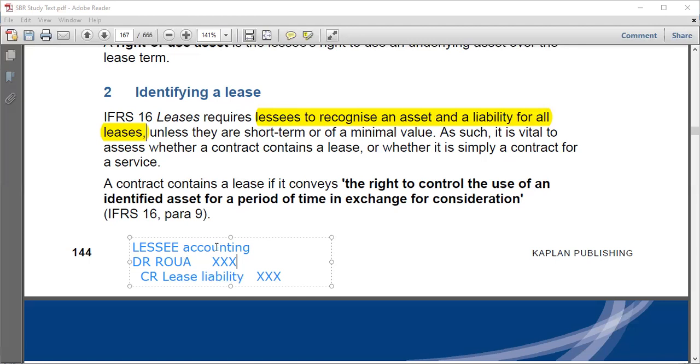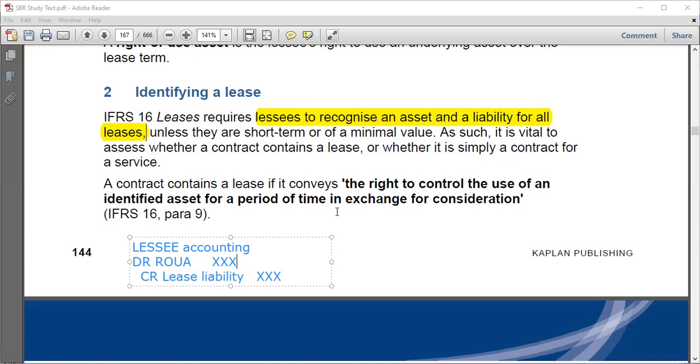Okay, now how do you know whether a contract has a lease? Of course, in an exam, this is usually obvious. Here we are just doing this kind of thing, but in an exam, it will be obvious. A contract contains a lease if it conveys the right to control the use of an identified asset for a period of time in exchange for consideration.